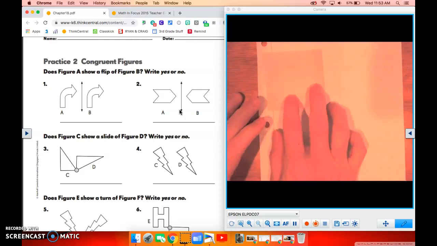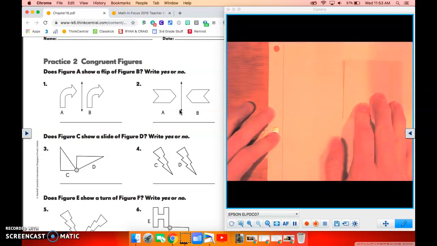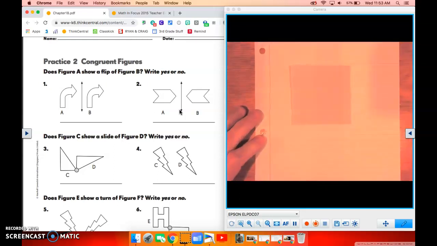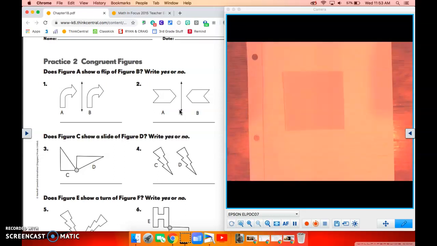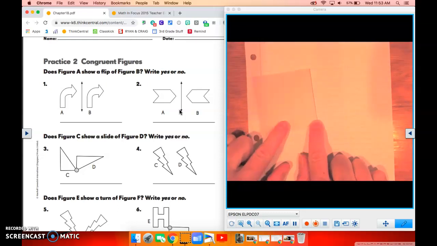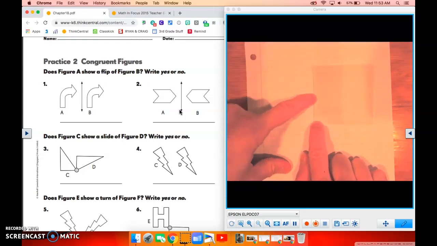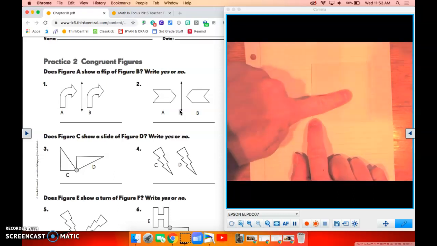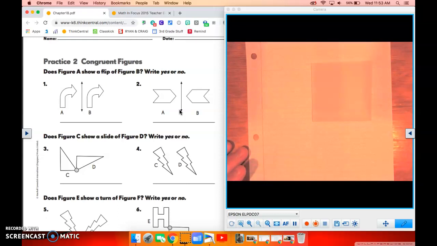So, you want to think of it as like slide to the right, slide to the left. It goes back and forth like that. Okay? So, number 3, does that show a slide? Well, figure 3, it looks like there's a circle here, and all they really did was go like this. That's not a slide. Okay? That's a turn. It was like this, and they went like that. That's a turn. So for 3, that's a no.